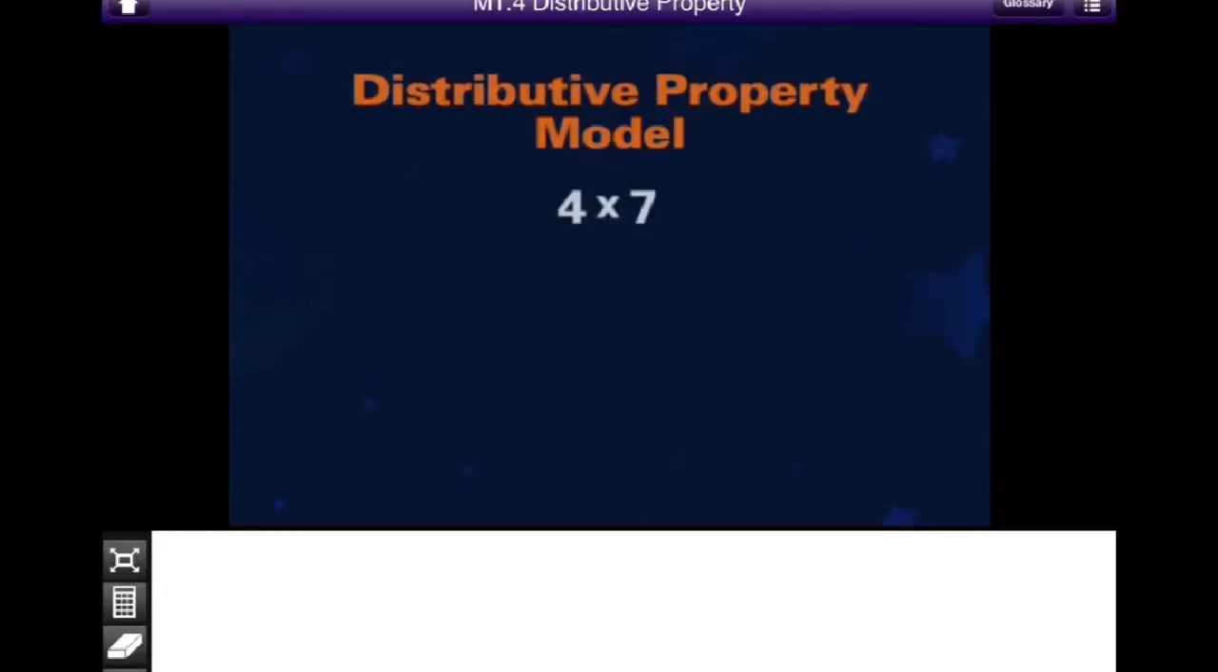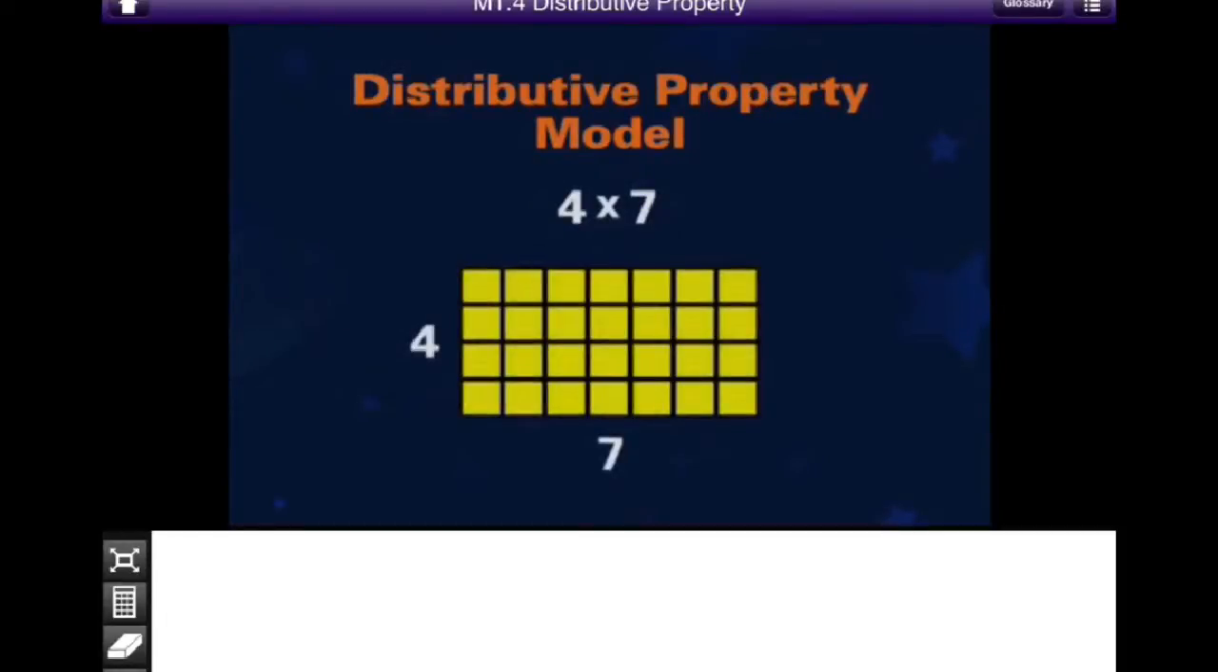We can show the product of 4 times 7 with the area of a 4 by 7 rectangle. Mr. Two, why do we have to solve problems this way? I already know the answer to 4 times 7. It's 28. That's a good question, Trillian. Because you already know the answer, you'll be able to understand the distributive property model better. Then you can use it to solve more difficult problems.